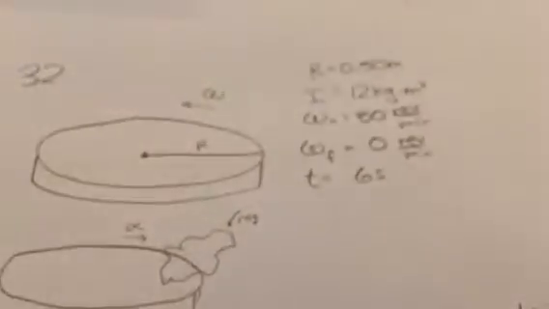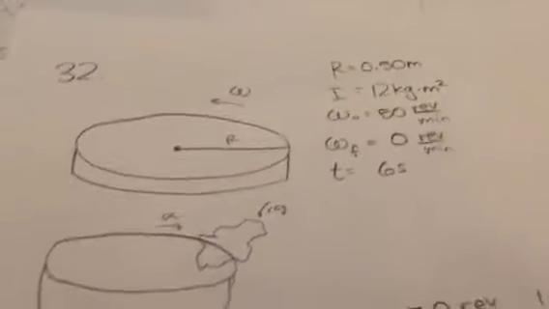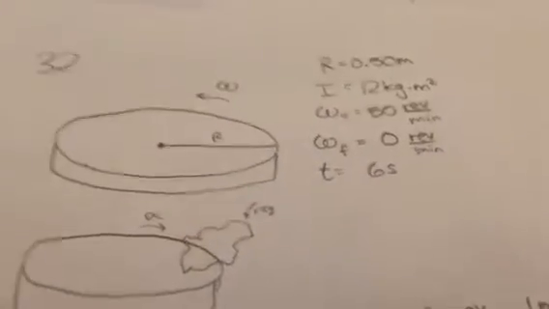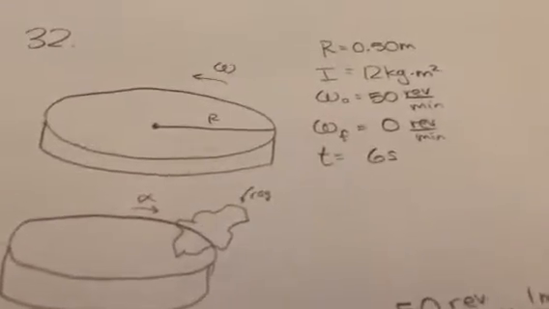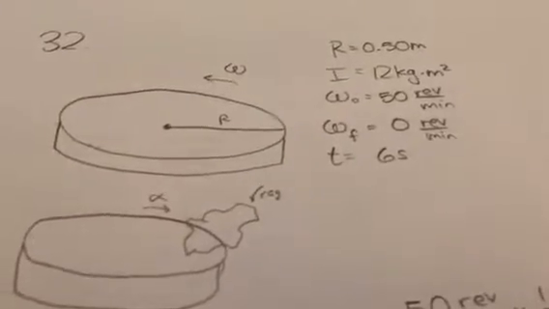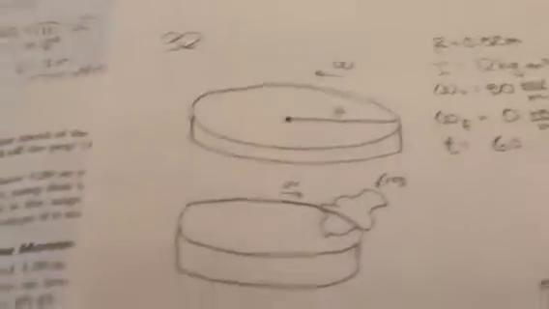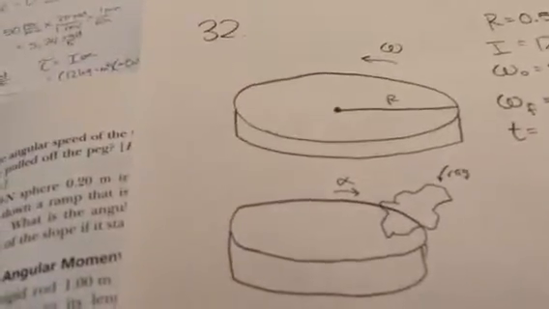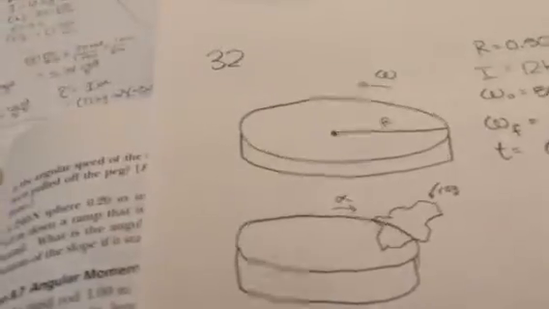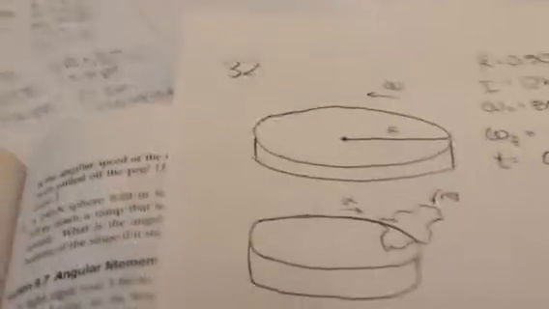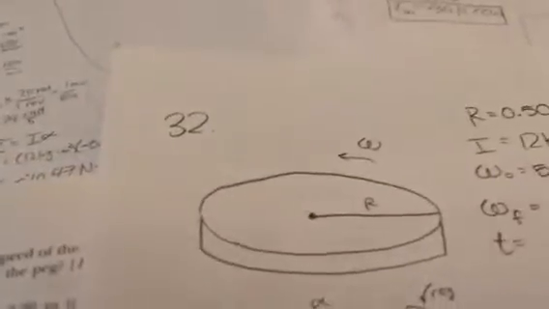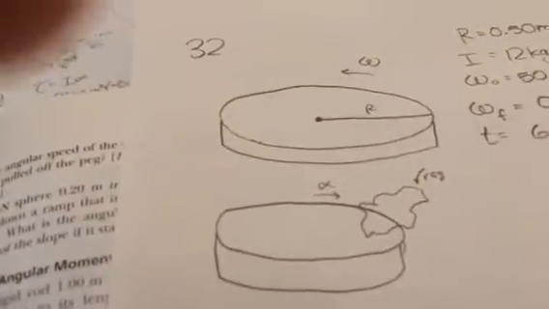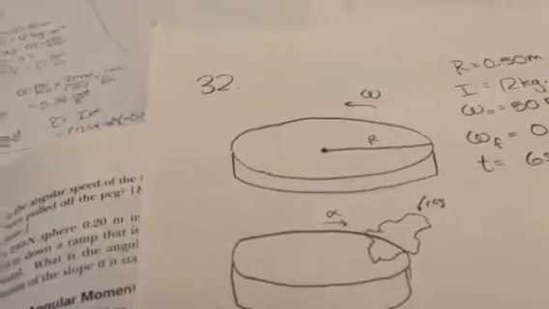The first thing I did is I listed the given values that we had: R being the radius, I being the moment of inertia, both omegas being the initial and final angular velocities, and t being time. Next, I drew two pictures, a before picture and an after picture. One with the potter's wheel spinning at that angular velocity, and the second one with it slowing down from the wet rag.